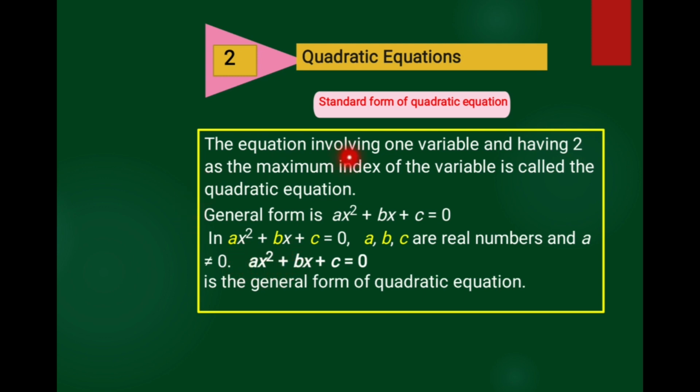So while writing the quadratic equation, we must follow these 3 rules. Its highest degree must be 2. There must be one variable and the coefficient of the highest degree term must not be 0. The coefficient of x may be 0, that is, b may be 0 or c may be 0. So the form ax square plus bx plus c equals to 0 is the general form of quadratic equation.